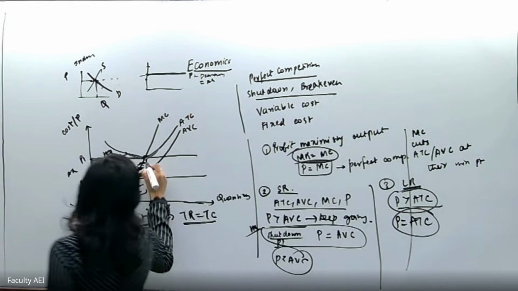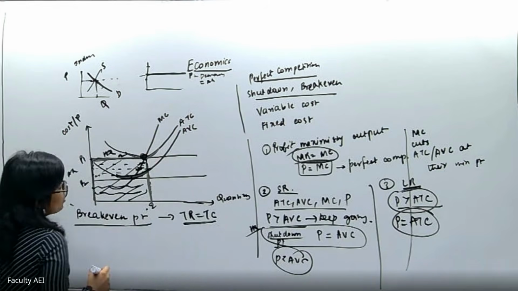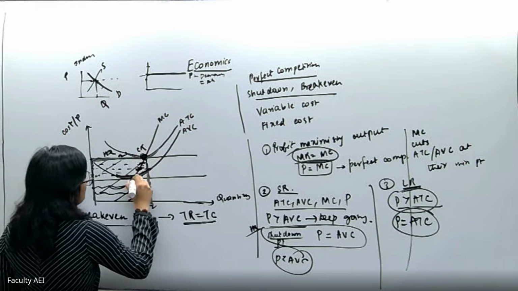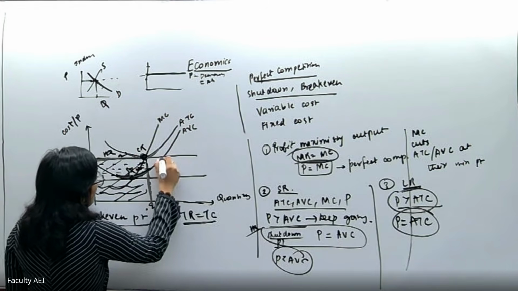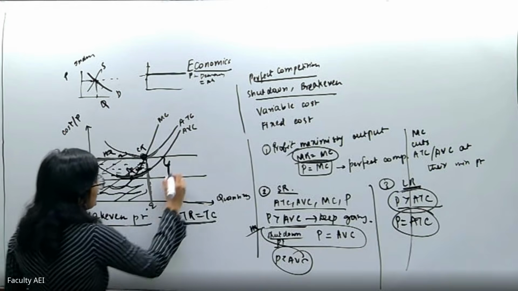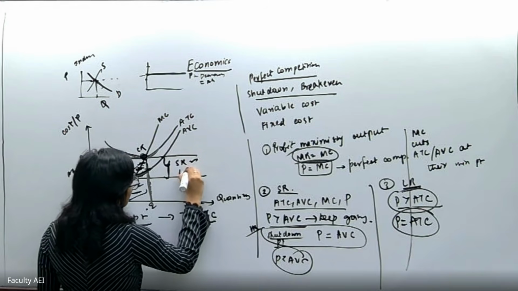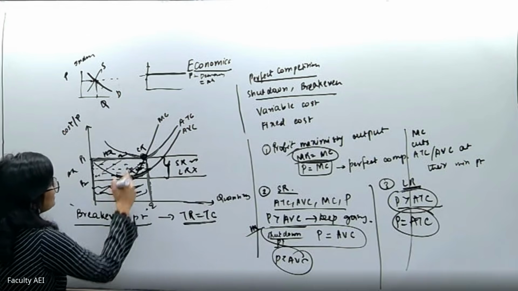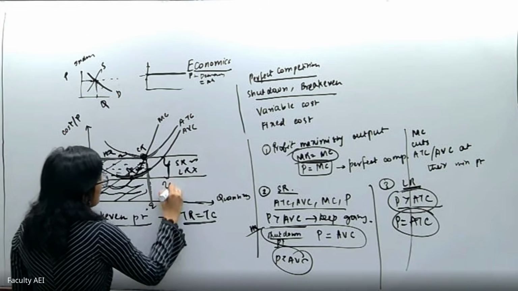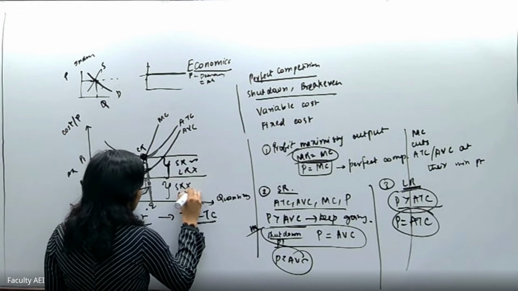So under long run, this is my shutdown point. Under short run, here I will only be producing in the short run. I will not be producing in the long run, because the prices are less than the average total cost. Here I will not be producing in the short run as well as the long run.